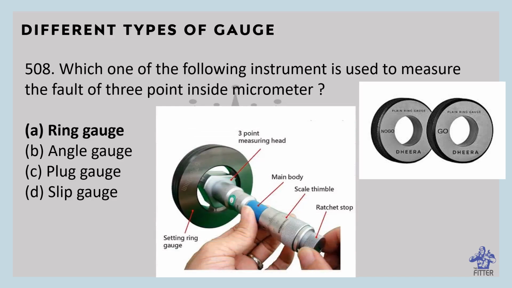It is used to measure the fault of a 3-point inside micrometer. There is only one size hole in it, whose size is equal to the nominal size of the cylindrical job. The outer part of the ring is knurled so that it can be held firmly. Ring gauges are of three types: plain ring gauge, taper ring gauge, and thread ring gauge.